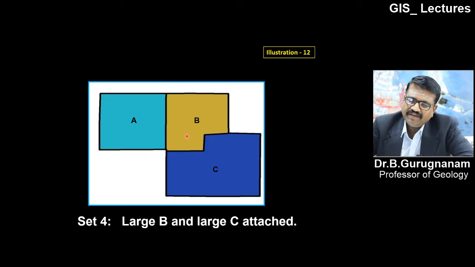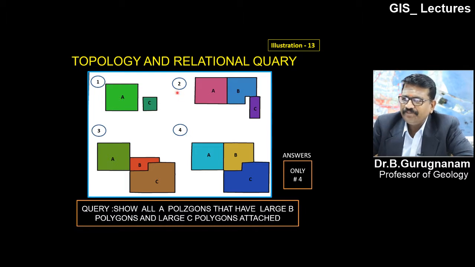Comparatively among four, set 4 is good. So this is the topology and relational rule for a set. A and C are detached, and C is very small. In set 2, A and B: A is large, B is a little small, but B is not 100% connected with C. C is small, and similarly, C is bigger than A and it is attached with B, not fully established.